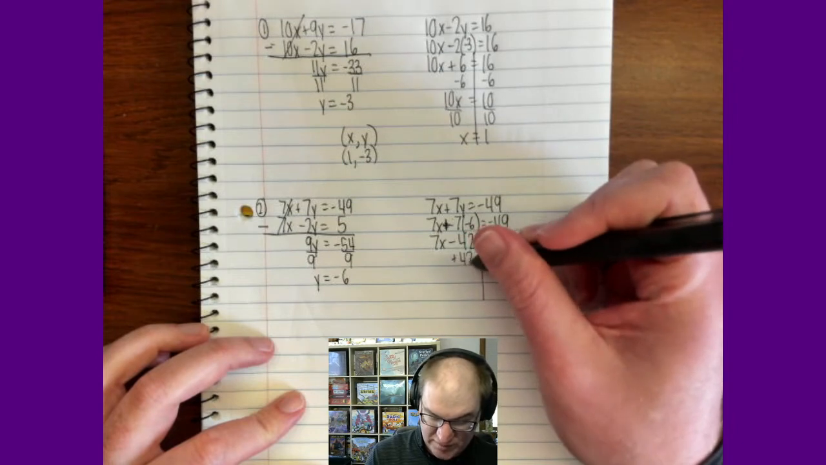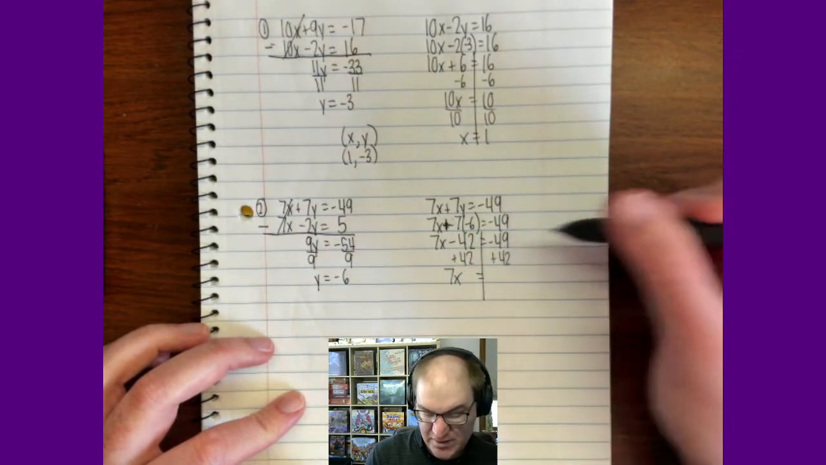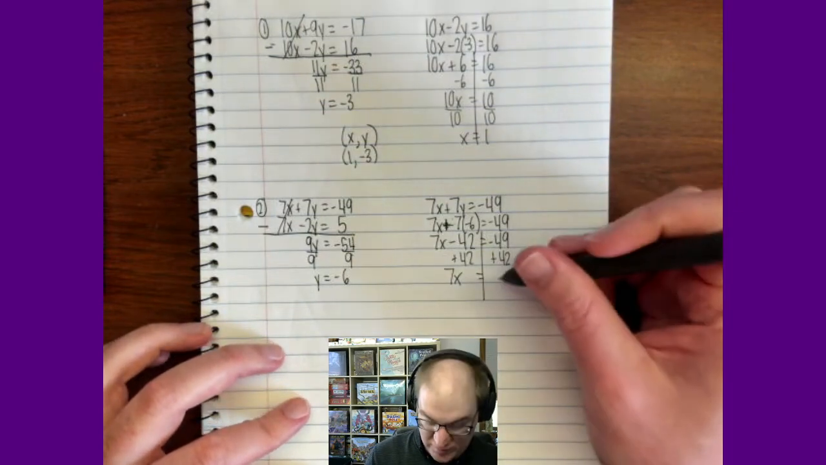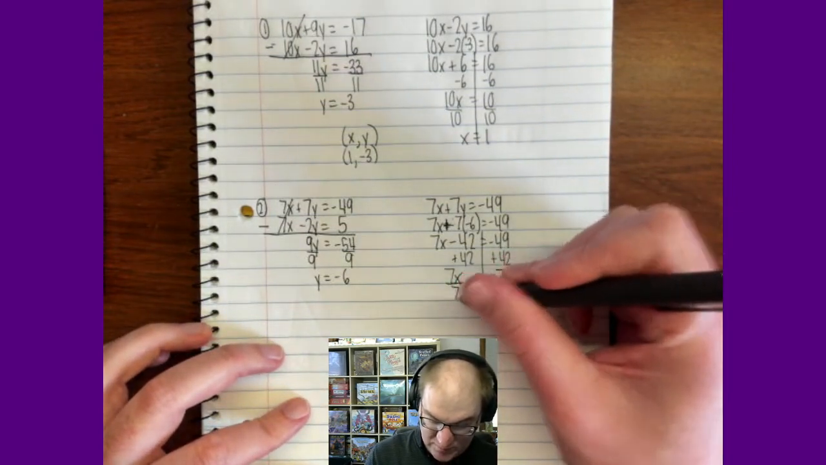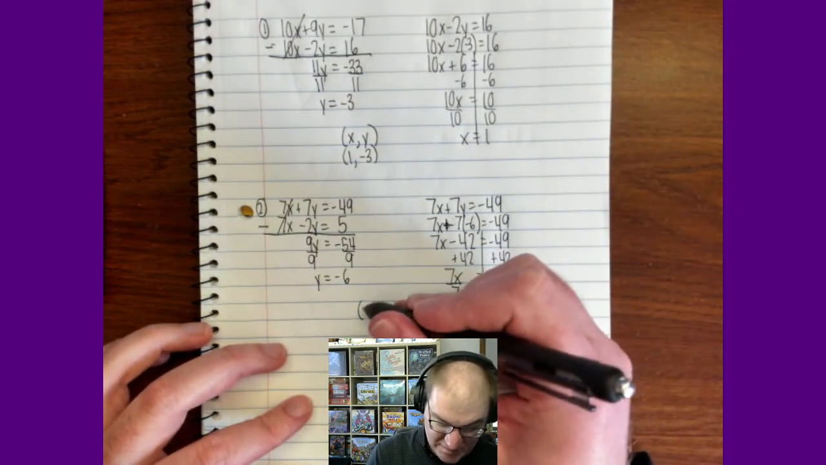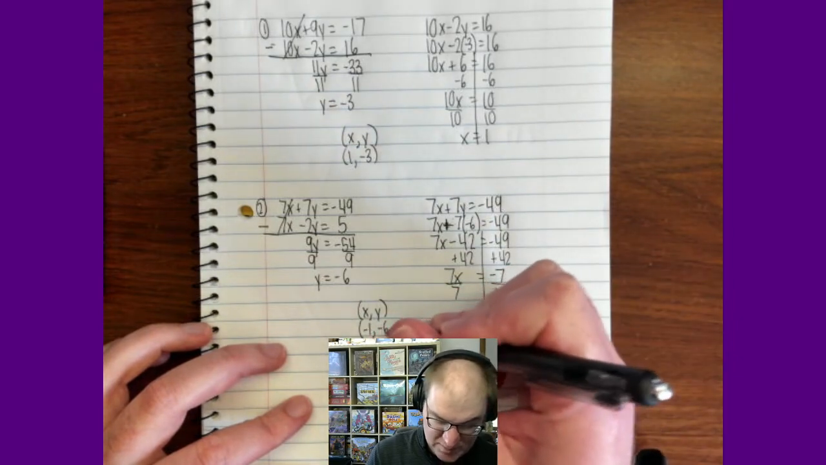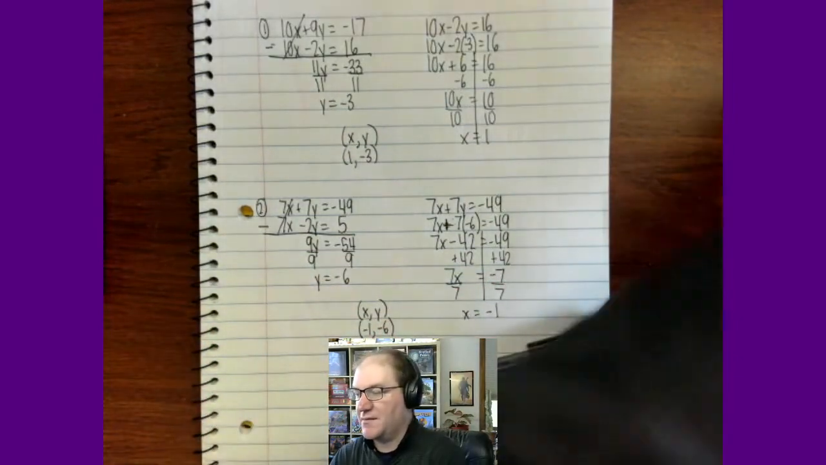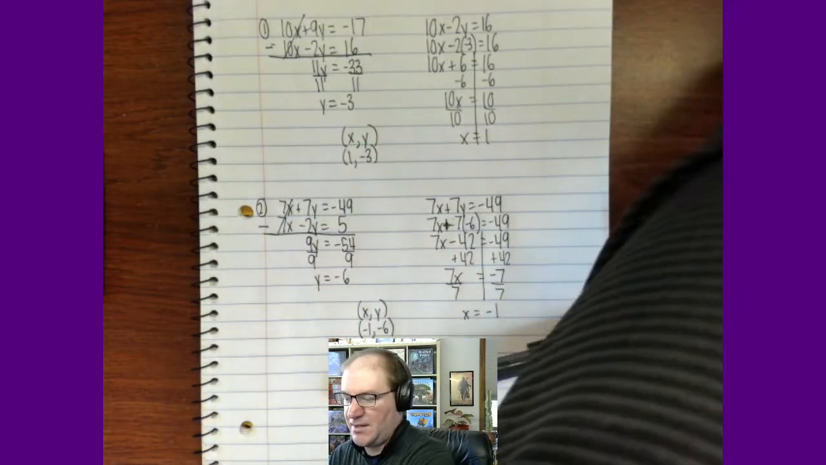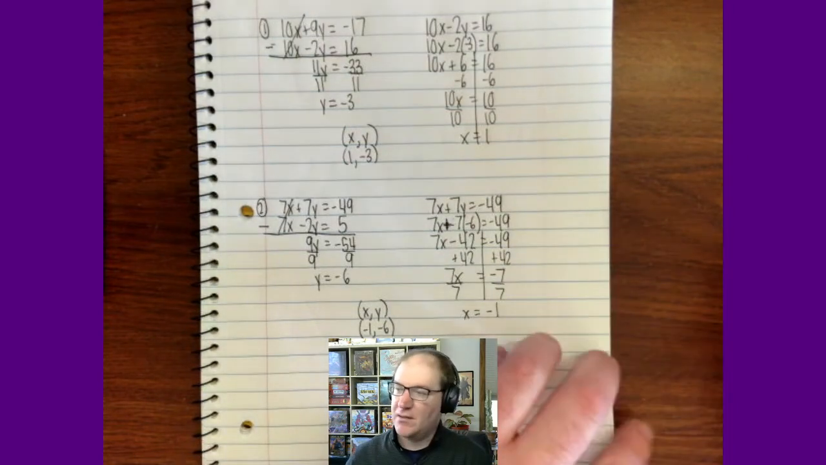Let's do plus 42 to both sides. And we get 7x equals negative 49 plus 42 is negative 7. And divide both sides by 7 and get x is equal to negative 1. So my solution written as a point would be negative 1 comma negative 6. Gonna submit that just to confirm that I'm right. I'm right.